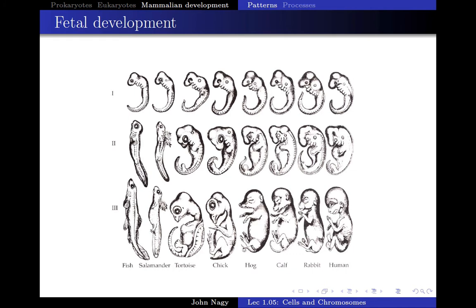Here are the fetuses of all of these organisms. So here, for example, all these are developing chicks. All of these are developing pigs. Here's the developing cow. Here's the developing rabbit. And here's the developing human being.